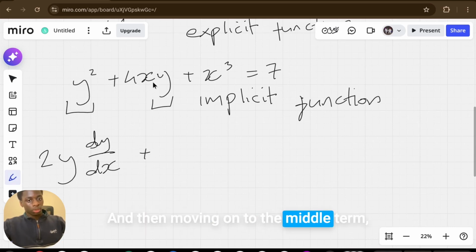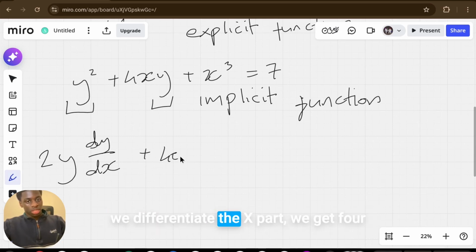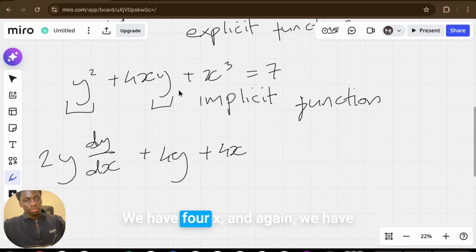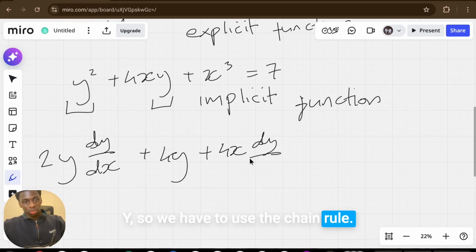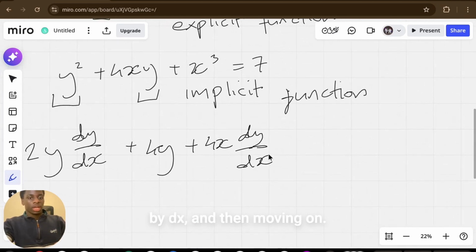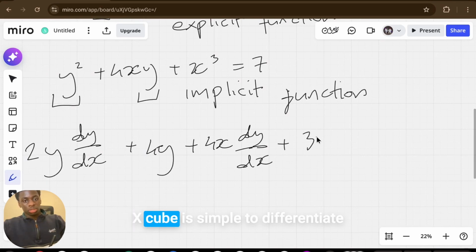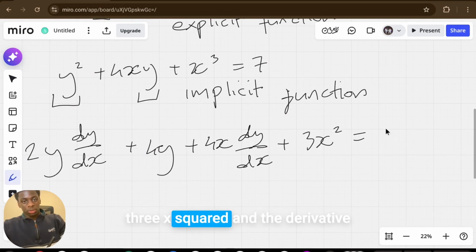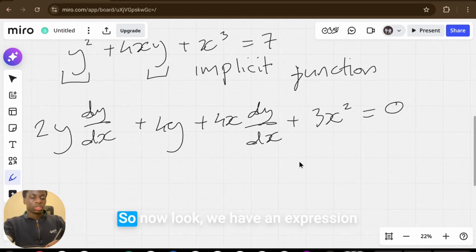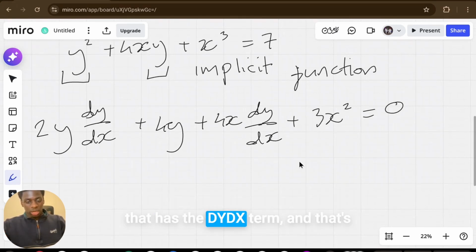And then moving on to the middle term, we differentiate the x part, we get 4y. And then we differentiate the y part, we have 4x. And again, we have y, so we have to use the chain rule. We have to multiply by dy by dx. And then moving on, x cubed is simple to differentiate, 3x squared. And the derivative of 7 is 0, it's a constant. So now look, we have an expression that has the dy dx term.